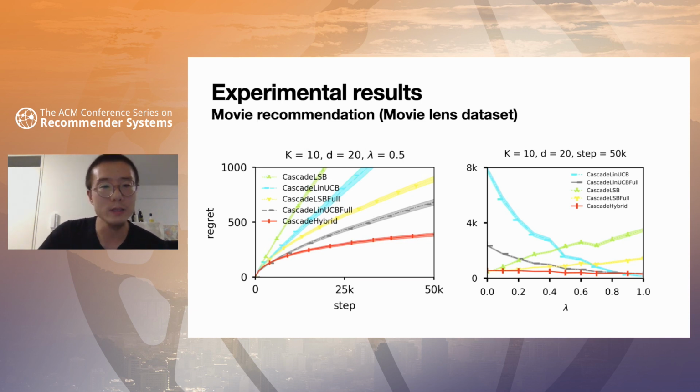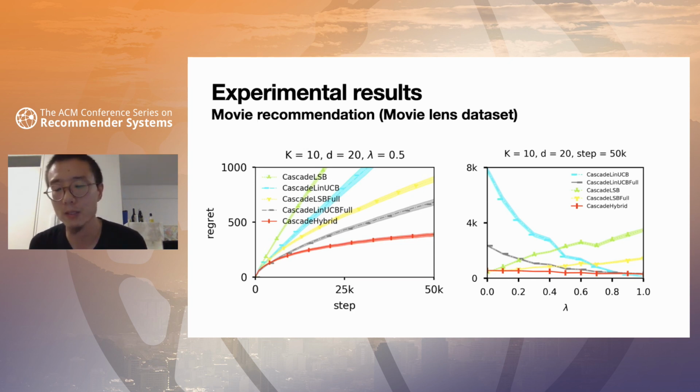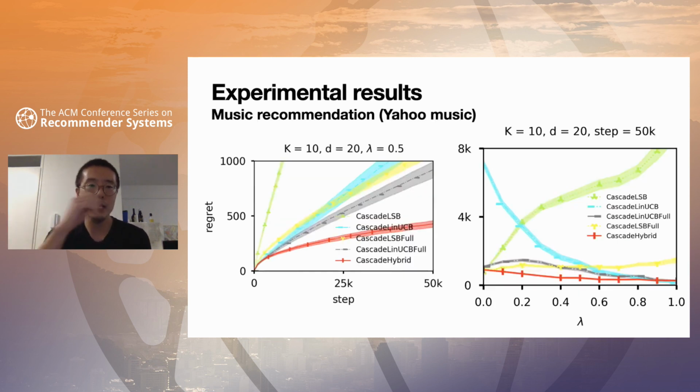The red line is our algorithm. We see our algorithm is better than others. And on the right plots, we see when we choose different values of lambda, our algorithm is still among the best. And by the way, some of the baselines are focused on relevance, some of them are focused on result diversification. So we can say our algorithm is still always on the bottom line. In the second task, we focus on music recommendation, and we observe more or less the same results.